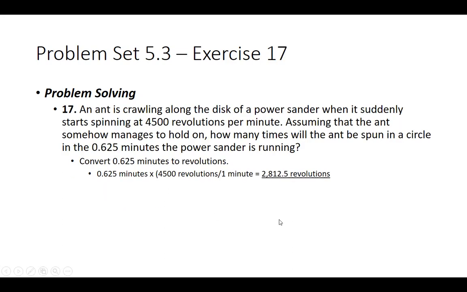Number 17. An ant is crawling along the disc of a power sander when it suddenly starts spinning at 4,500 revolutions per minute. Poor ant. Assuming that the ant somehow manages to hold on, how many times will the ant be spun in a circle in the 0.625 minutes the power sander is running?